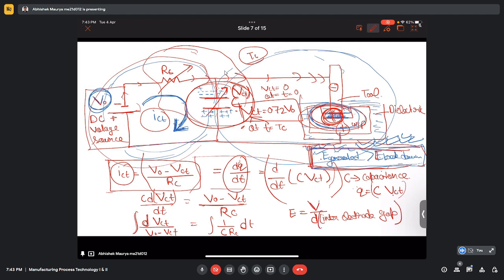Okay, so V is nothing, V is VCT. So what is electric field? The formula for electric field is potential difference upon distance. We maintain the inter electrode gap in such a way so that discharge will happen only when the capacitor reaches 72% of voltage. If we maintain the inter electrode gap in that way, then we will get maximum power delivery.